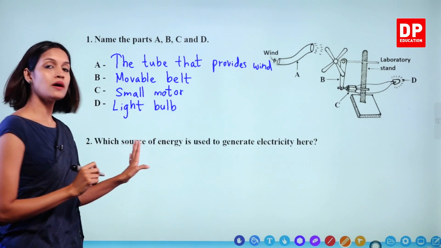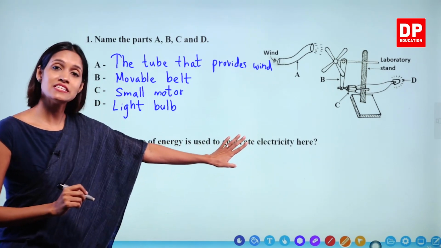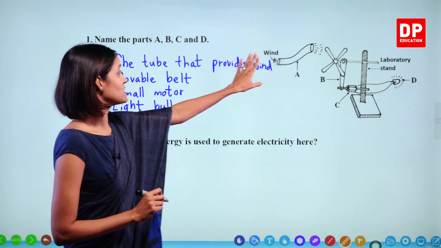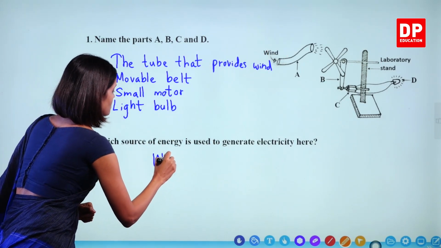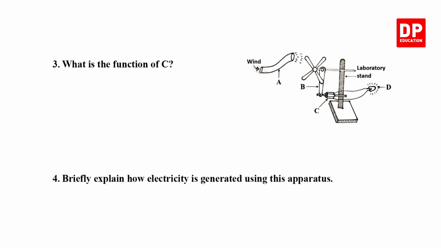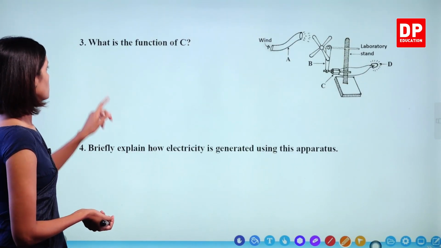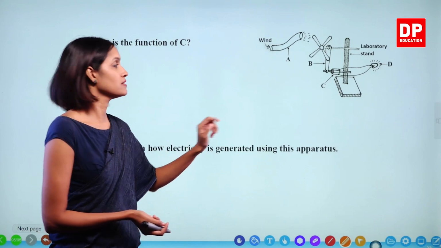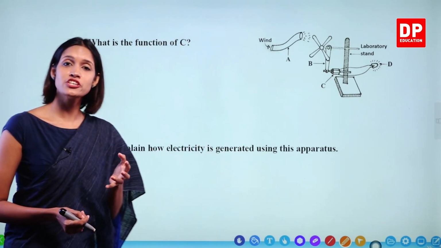Right. Number 2. Which source of energy is used to generate electricity here? What is the source of energy? That is wind, right? Okay. We'll move to the next question. Number 3. What is the function of C? What is C? C is the small motor. What is the function of C?